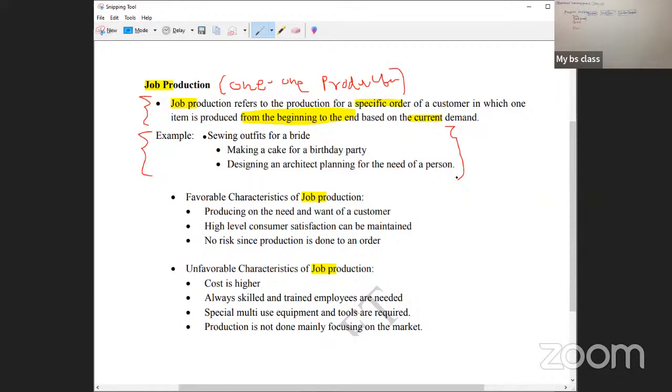Designing is a service. Likewise. So job production, yes, and you got the favorable characteristics, which is a highly customized version. You got the high consumer satisfaction, and also there's no risk at all.